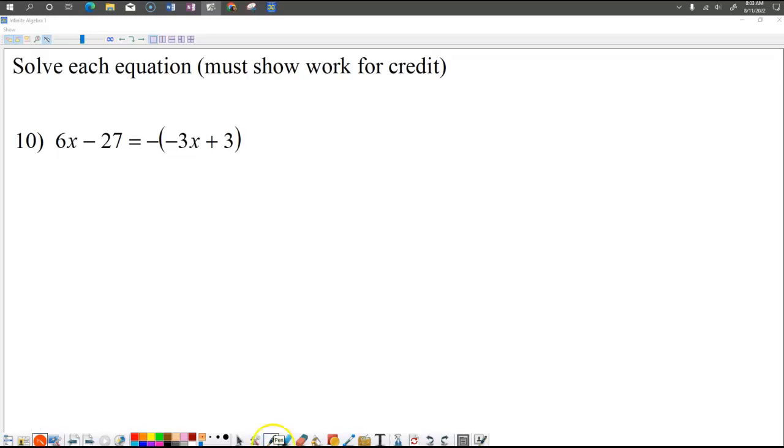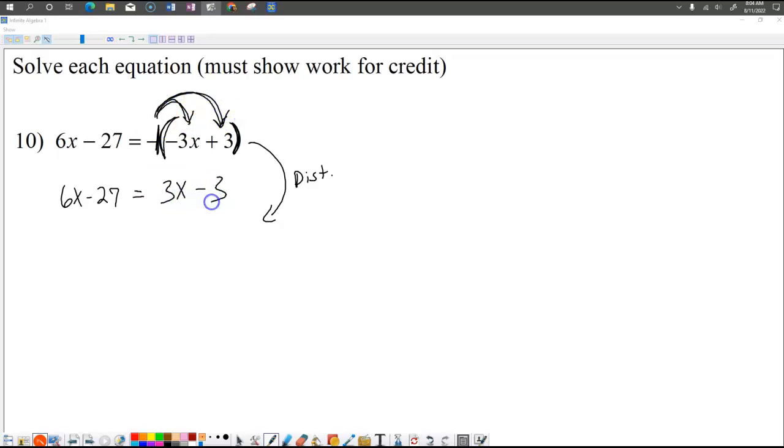Distribution is anytime you have these parentheses and then something on the outside. Now in this case, you could think of this like a 1. So step 1 is to distribute the 1 inside. So that means multiply it to the inside of the parentheses. So negative 1 times negative 3 gives me positive 3, and negative 1 times positive 3 gives me minus 3.